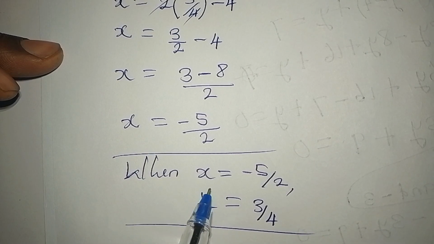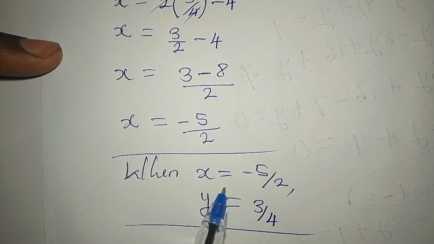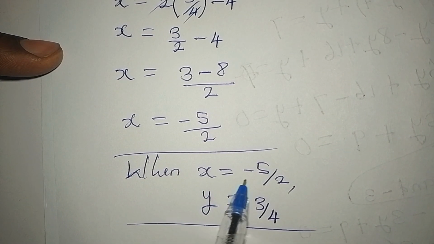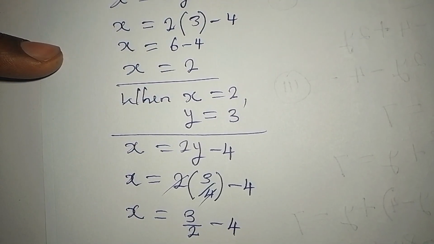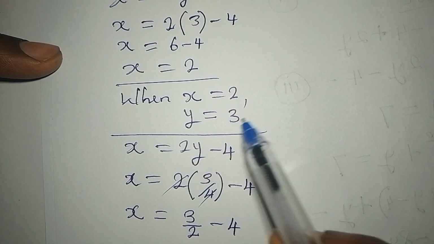The value of x is minus 5 over 2 and y is 3 over 4, or x can be 2 and y is equal to 3.